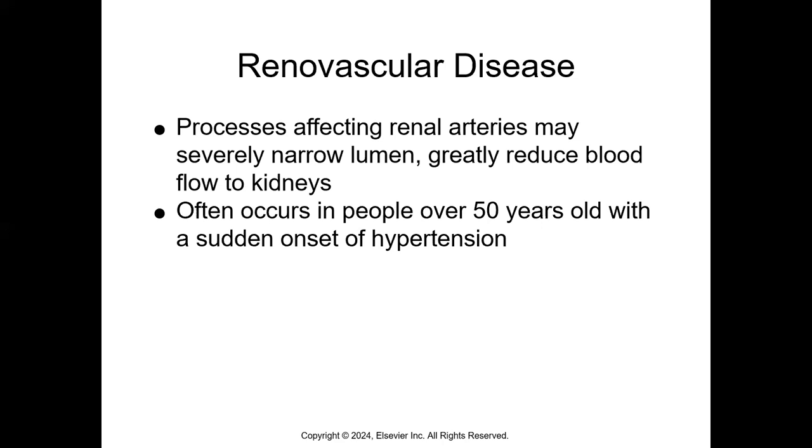Renovascular disease. This affects the blood flow to the kidneys and is due to narrowing within the renal arteries. This often happens with patients who have no family history of hypertension, that for whatever reason, suddenly their renal arteries decrease in size due to vasoconstriction. And it happens quickly with a sudden onset of hypertension resulting from renal stenosis.